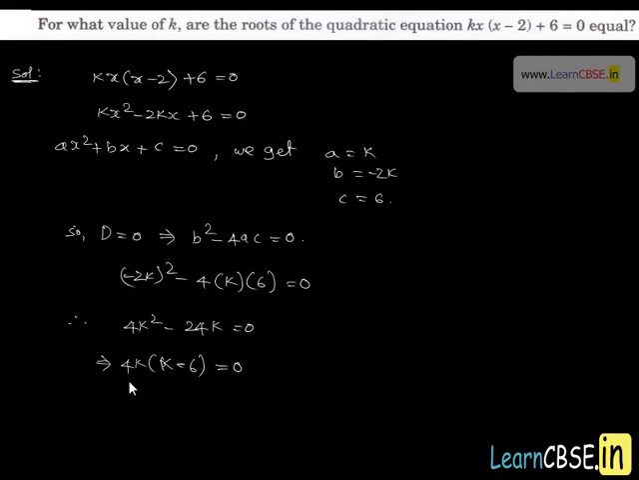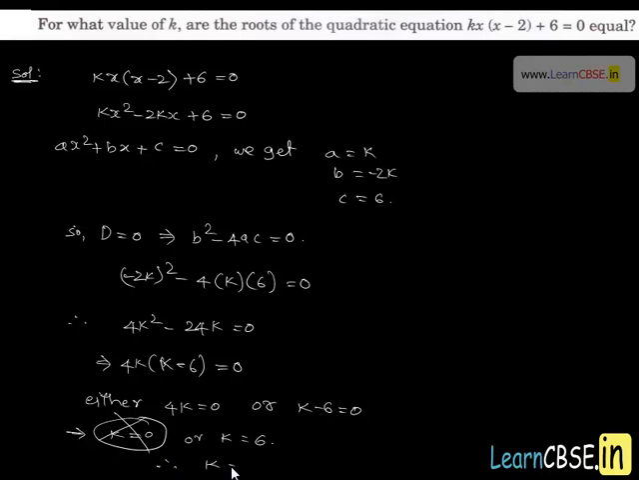That implies from this we can say that either 4k equals 0 or k minus 6 equals 0. That implies k equals 0 or k equals 6. But we know that k should not be equal to 0. Therefore, k equals 6.